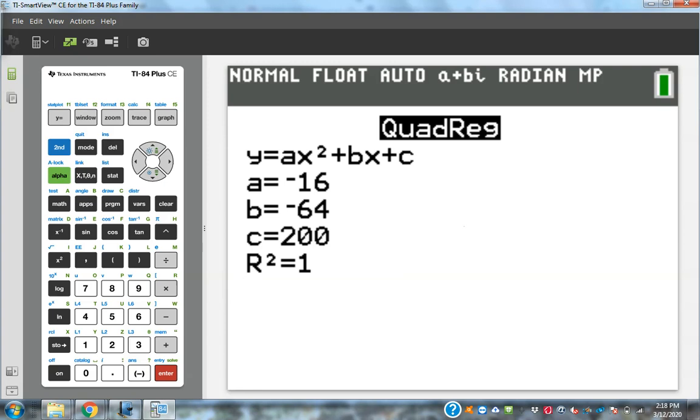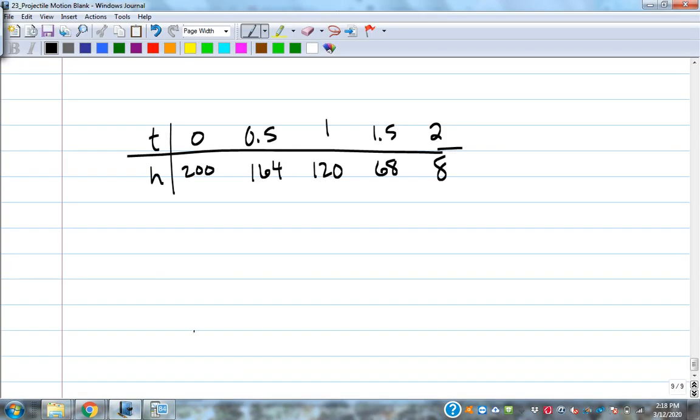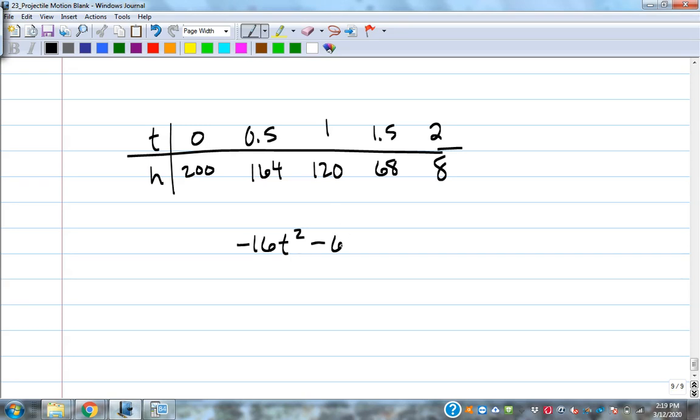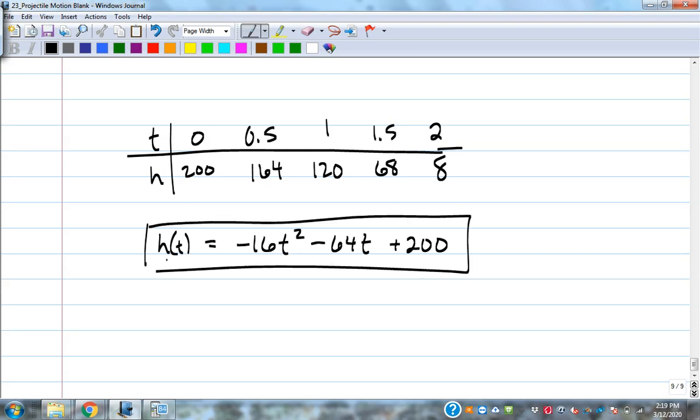AX squared plus BX plus C, that's quadratic standard form, what we're used to. And we use those as A, B, and C. So that equation is negative 16 t squared minus 64 t plus 200. That's it built. That's how we build that equation.